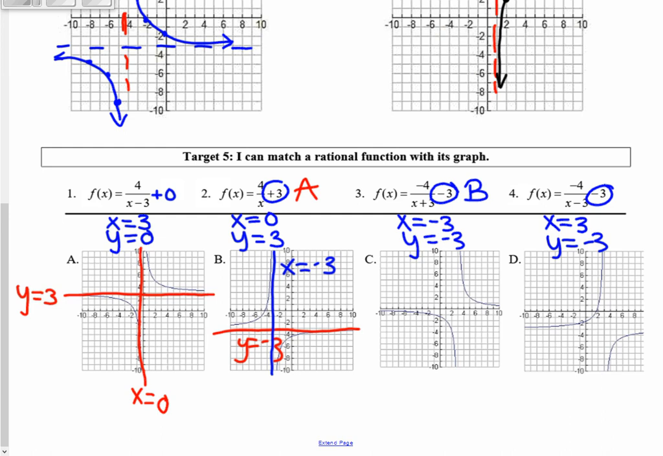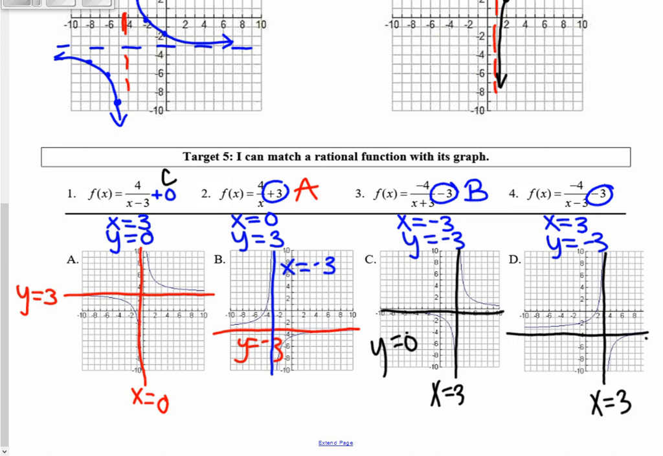If I look at C, my vertical asymptote is getting closer to 3, and my horizontal asymptote is at 0. So I have a horizontal asymptote of 0, vertical asymptote of 3. That has to be number 1. Last but not least, on D, I have a vertical asymptote here at positive 3. I have a horizontal asymptote at negative 3. So 4 has to be graph D.